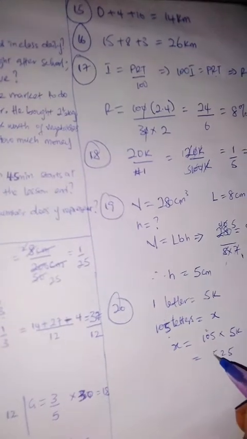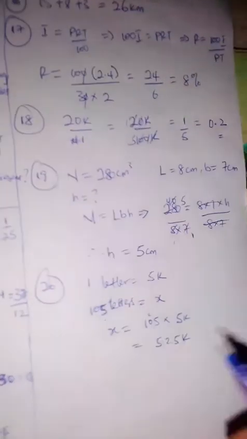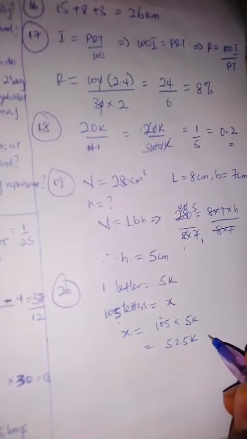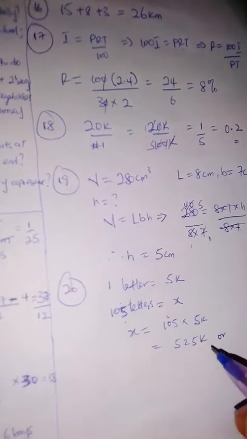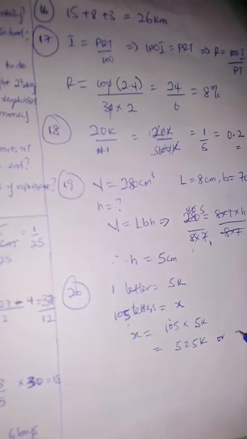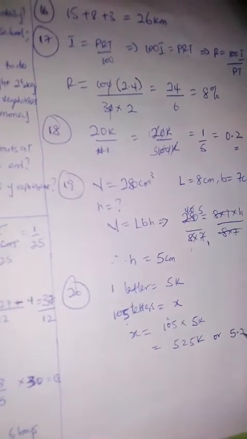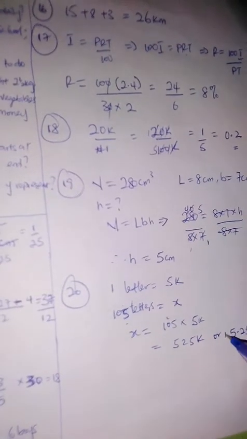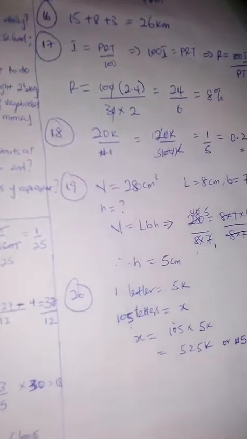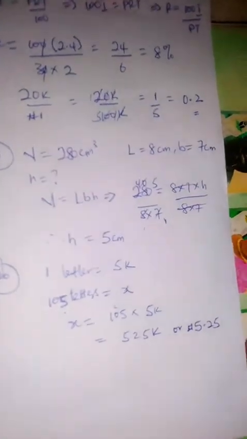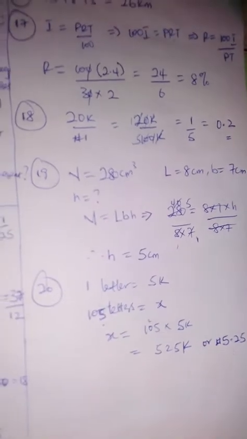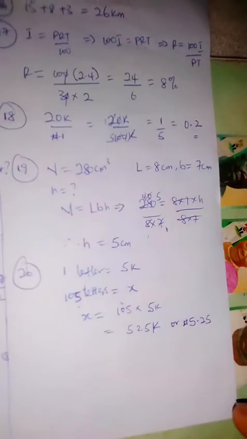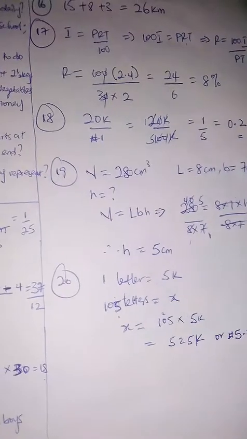502.5 kobo. Okay, so this is my answer. Converting it to naira is done by dividing by 100. That becomes 5.25 naira. So depending on the options that you find, whenever I see a question like this, that determines what you are going to pick as your option. Okay, so that is number 20's question.